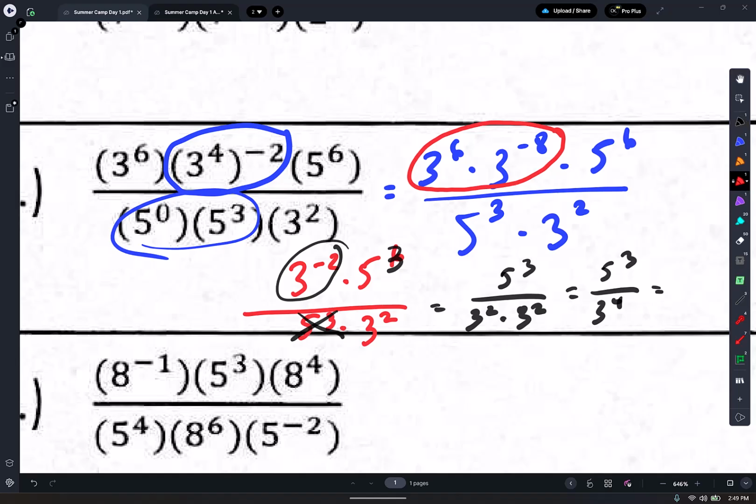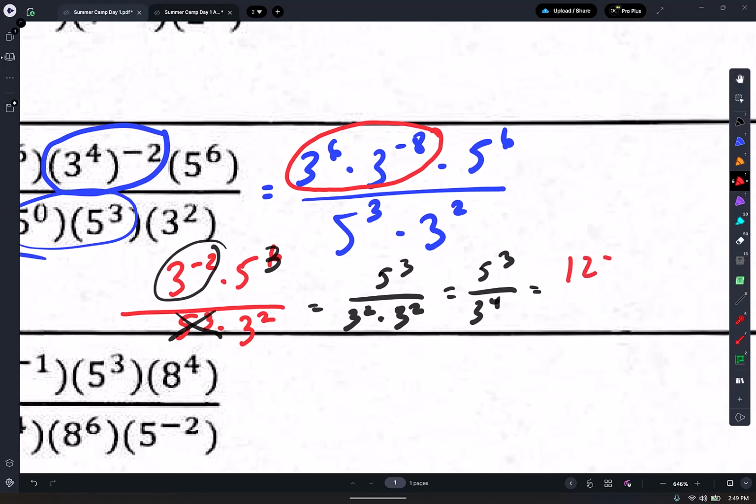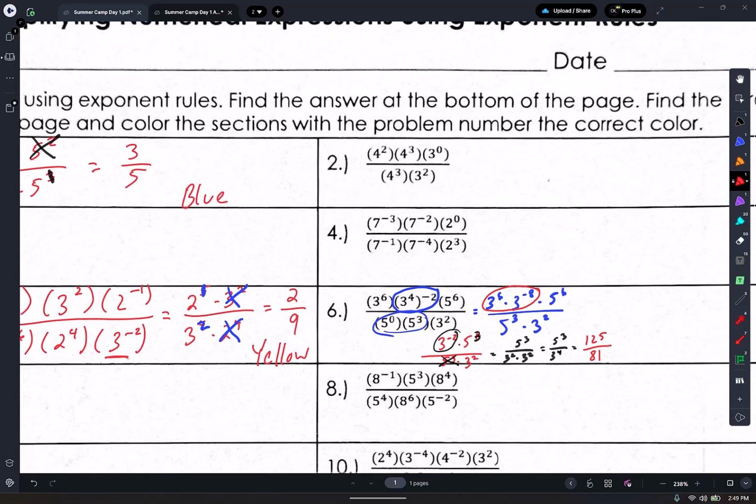All right, 5 to the 3rd. 5 times 5, 25. 25 times 5, 125. 3 to the 4th, 81. 3 times 3 is 9, and 9 times 9 is 81. Is there a 125 over 81? All right, there it is, guys. And that's one of the harder ones. I don't think they're going to get much harder than that.